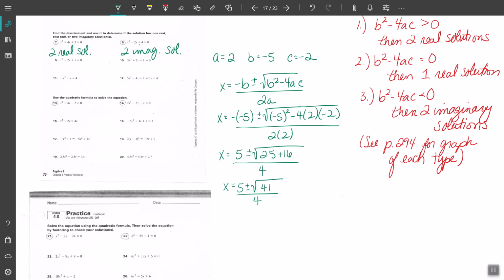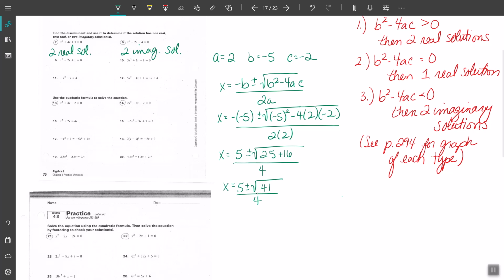Okay, so we get to here. 41 is prime. So because of that, we can't do anything to factor it any further. It is in simplified form. But we can go ahead and show the two separate solutions in a little bit of a simpler form.